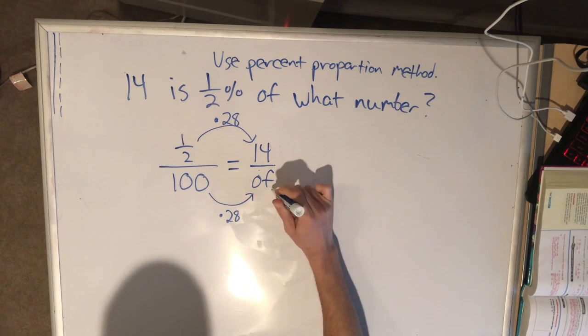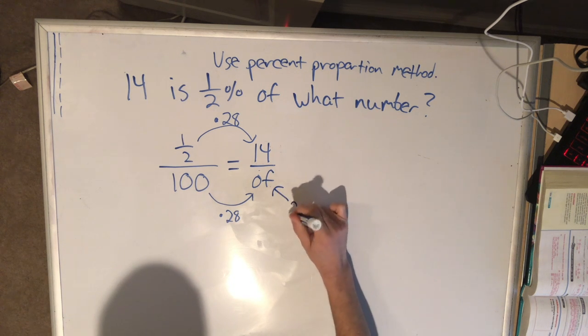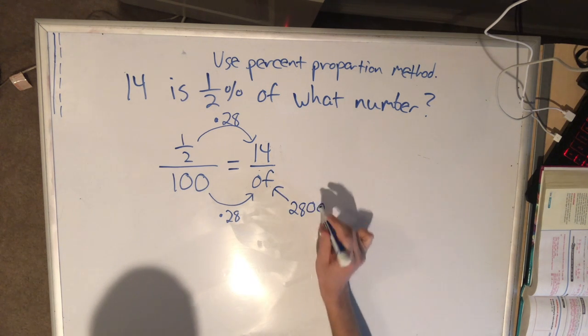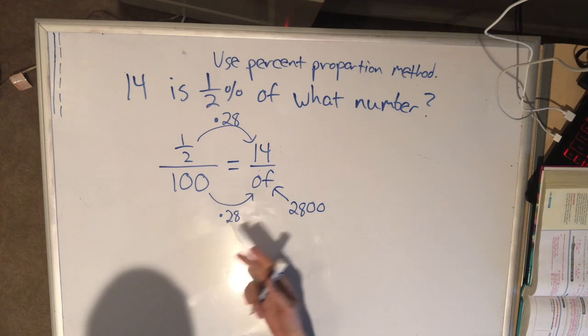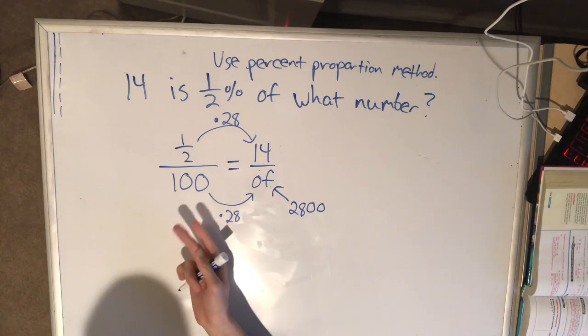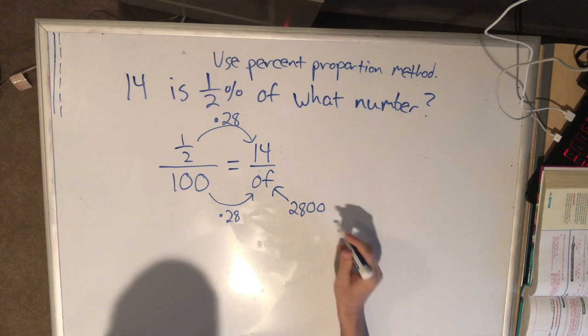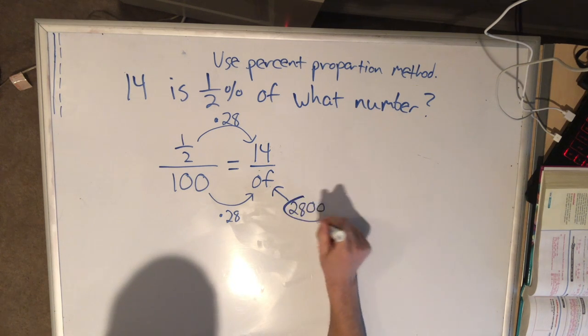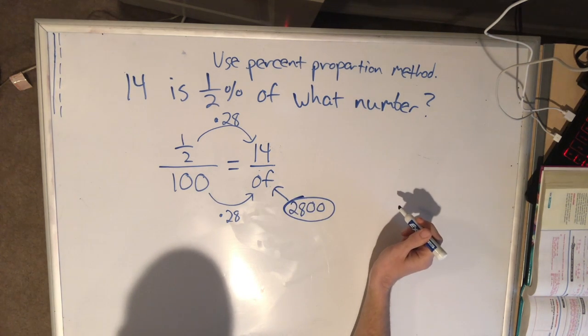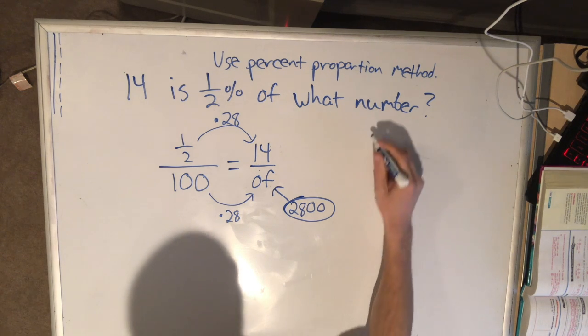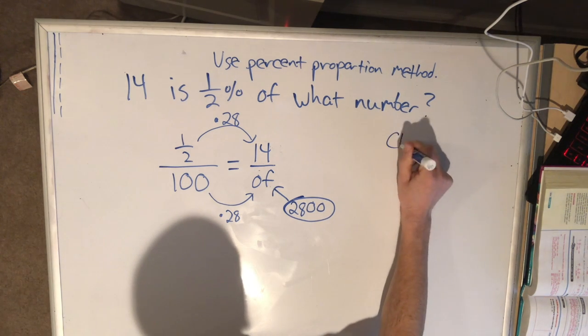And 100 times 28 is 2,800. When multiplying by 100, just tack on 2 zeros at the end if it's not a decimal number, because 100 is 1 with 2 zeros. So we get 2,800. 14 is 1/2% of 2,800. Let's check that.